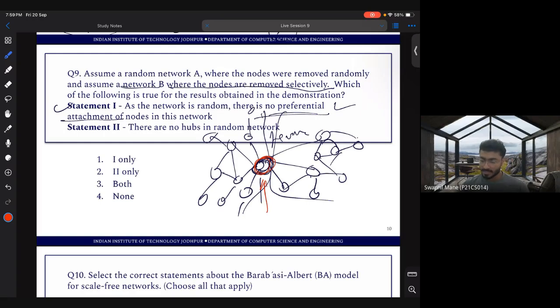That is the one assumption I have given, sir. So there are no hubs in a random graph. That is true. So statements one and two are both correct. So option three is correct here. I hope this has been understood. Is there any doubt or any query? Feel free to ask me. Okay.